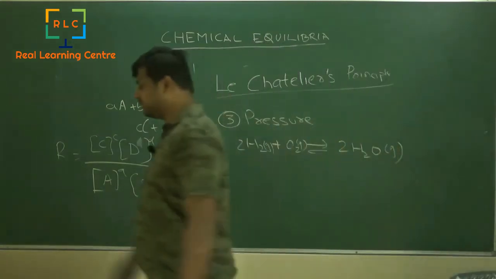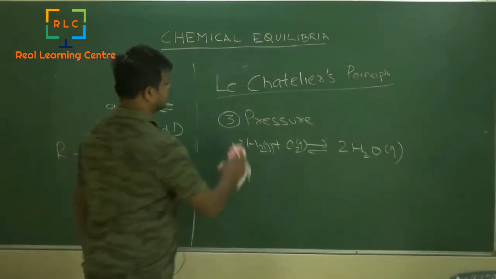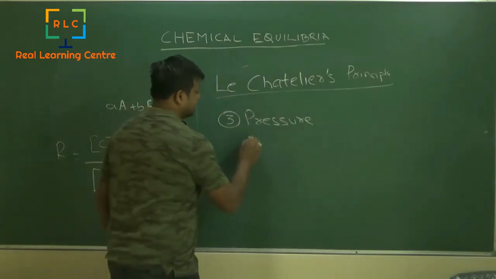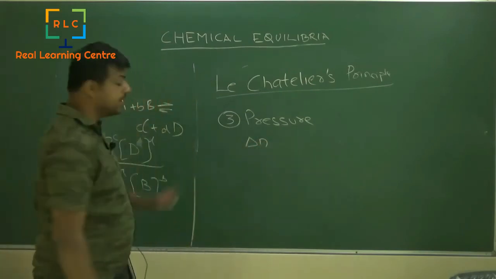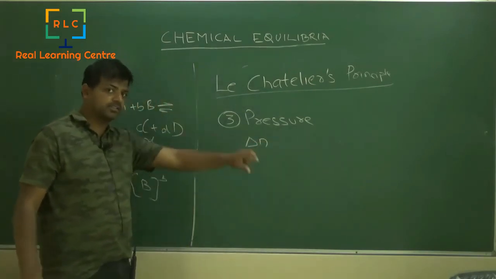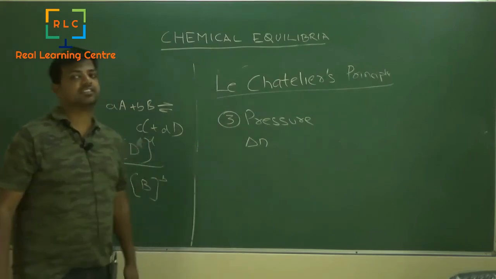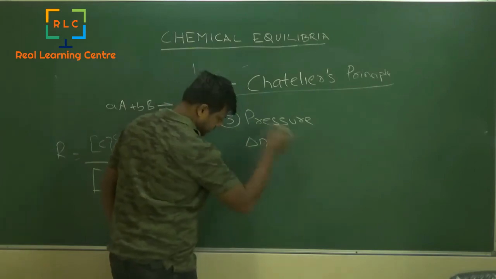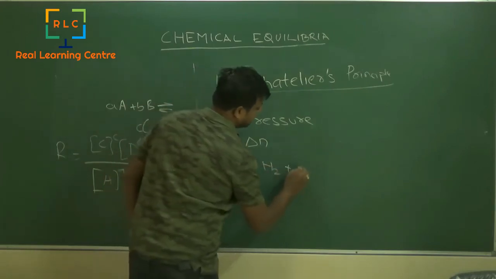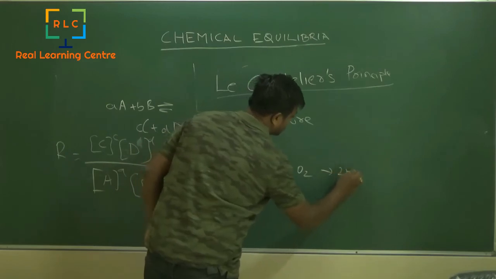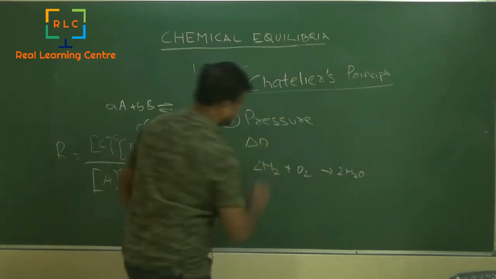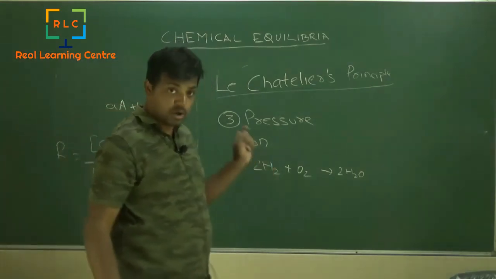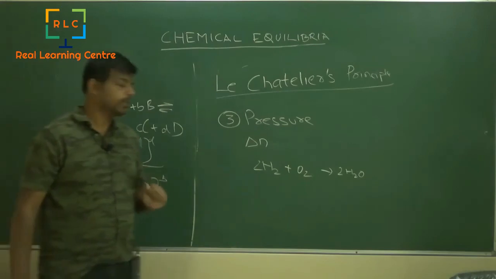So, the simple thing is, for any reaction, you figure out your delta N. What is delta N? Delta N is the number of gaseous molecules on the product side minus the number of gaseous molecules on the reactant side. For example, in the previous case itself, we had 2 molecules of hydrogen combining with 1 molecule of oxygen to give 2 molecules of water, all in gaseous state, assume, okay.